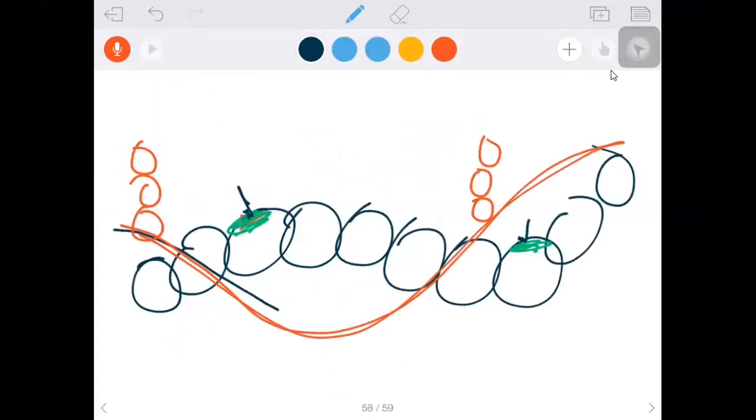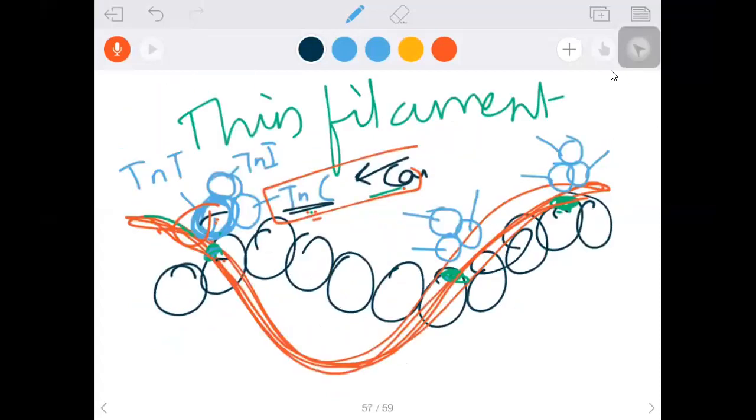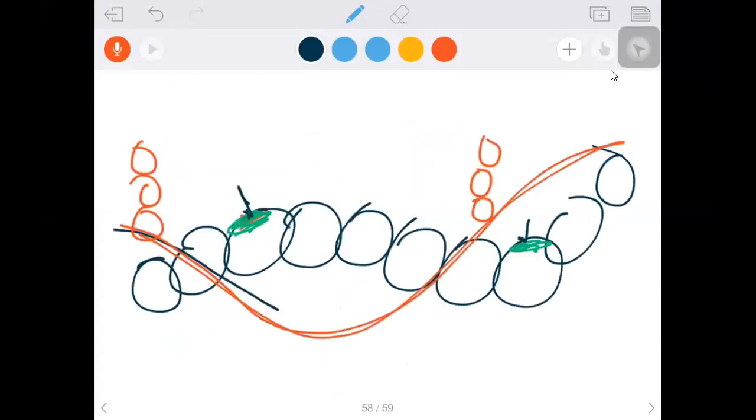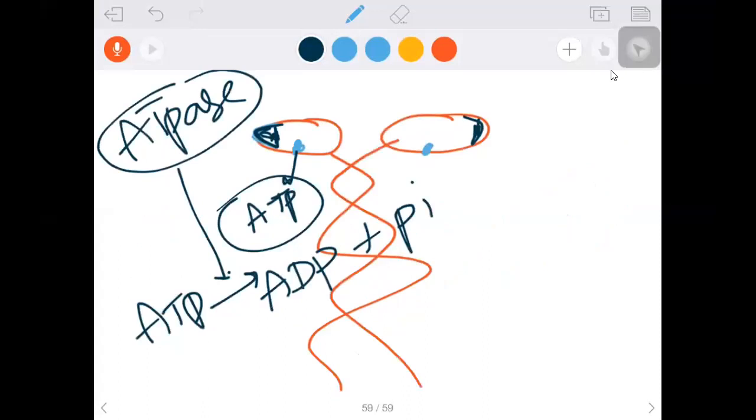Just see the difference. What is required for the exposure of active sites? Calcium ions. When calcium ion comes, the exposure of active sites happens. And on this side, what is the requirement? The ATPase enzyme. Who will bring the ATPase enzyme? Calcium ions will bring it. So calcium is the hero of muscle contraction, for both the thick filament side and the thin filament side.